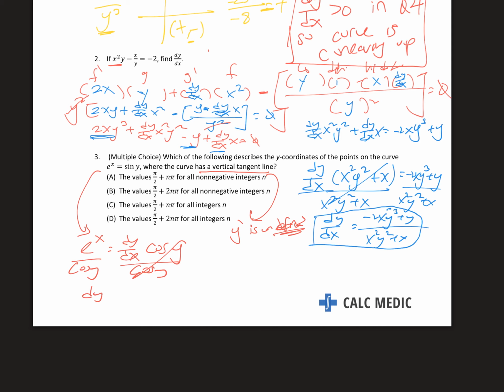So I get dy/dx is equal to e^x over cosine y. Well, the next question is, when will we have undefined? We have undefined dy/dx when our denominator is equal to 0. So the next question is, cosine y is equal to 0, because I need the denominator equal to 0. Well, of what angle is cosine equal to 0?